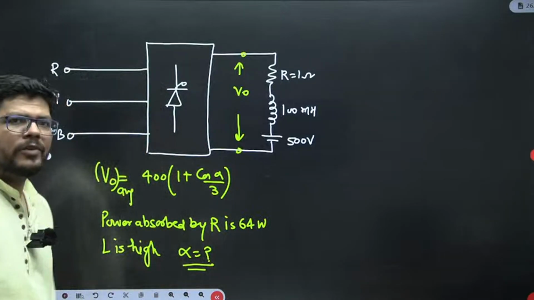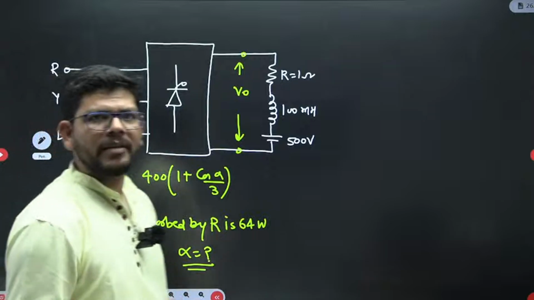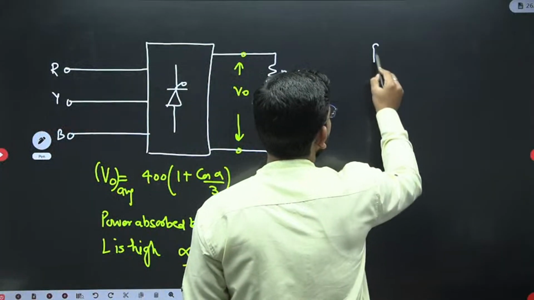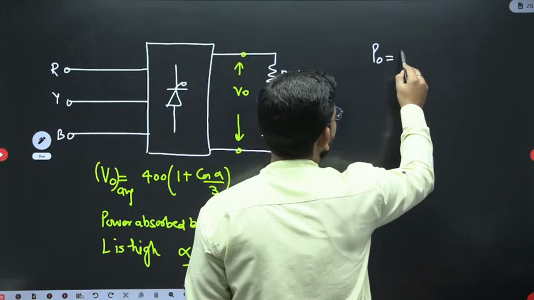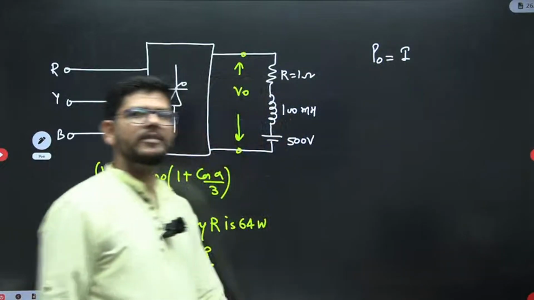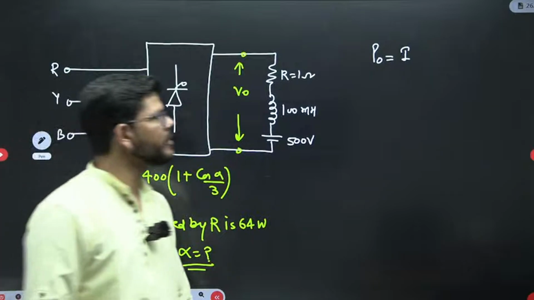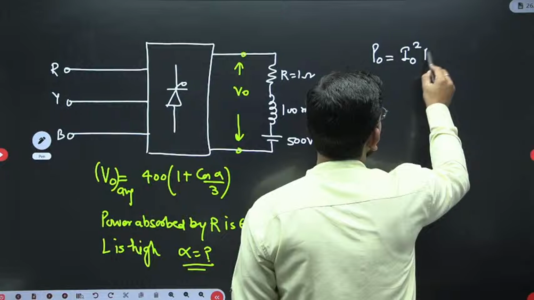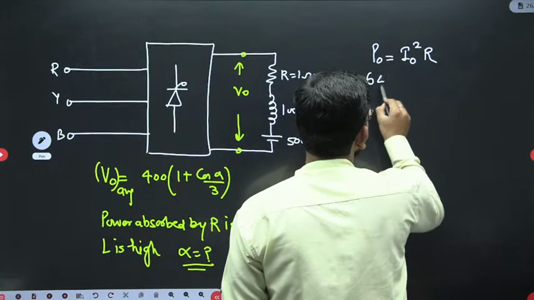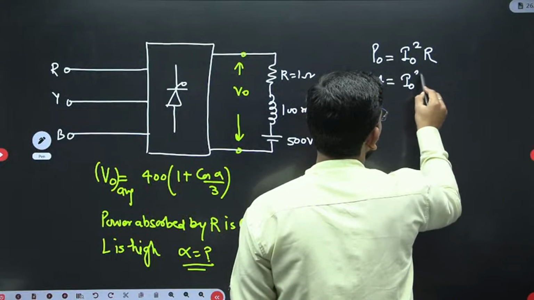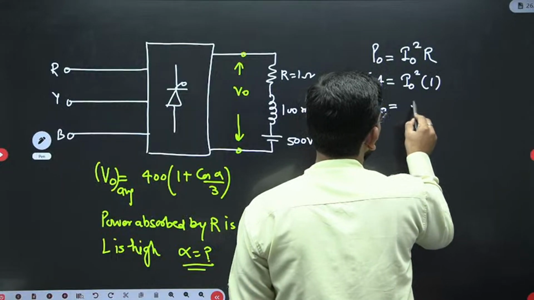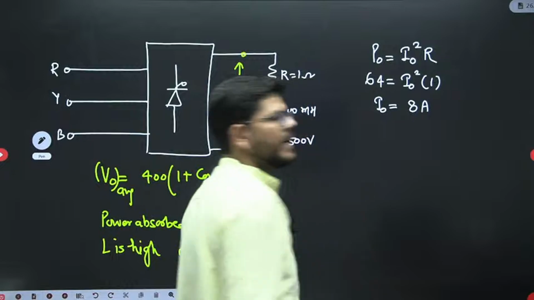If the L value is very high, then the average and RMS output currents will be equal. Normally we calculate power across the resistance with the RMS value, but because L is very high, average and RMS quantities will be the same for current. So we can equate it like I0 square R. This has been given as 64, so I0 square into resistance, which is 1. From there you could have calculated I0, which comes to 8 ampere.